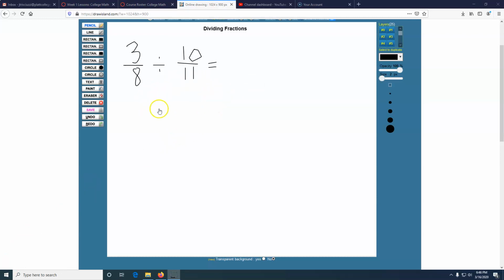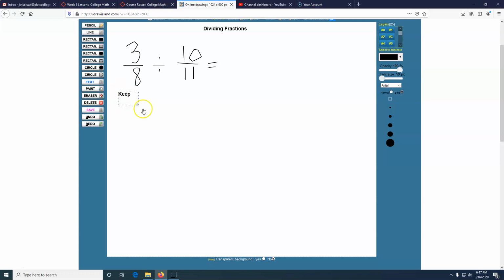So resetting the problem here. Some of you might remember a method called keep, change, and flip. Now, personally, I actually like this method a lot. And the reason for it is, for one thing, you don't have to remember a direction like you do with the other method, where you have to go from right to left. In this case, it tells you the order to do each step.